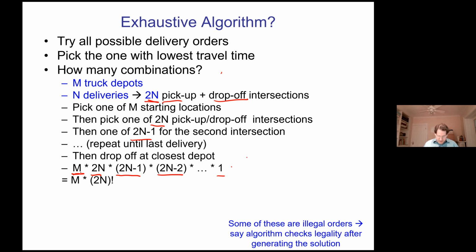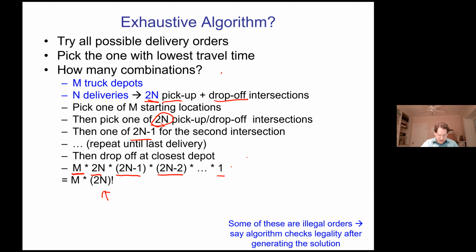Now you could say, well, maybe it's a bit high. Some of these 2n factorial orders are illegal. Like you could go back here and say, you said you can go to one of 2N intersections, but actually N of those are illegal because I don't have anything on the truck yet. So only the pickups make sense.